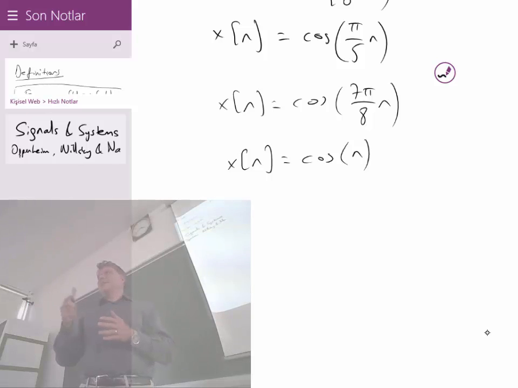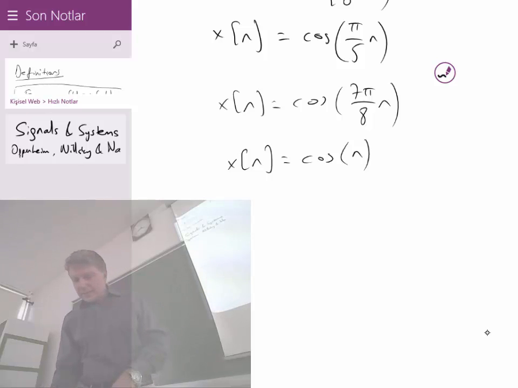Yeah, well, 10 to the infinity. Well, it's infinity. Since pi is an irrational number, you will never make it an integer by multiplying with an integer, because it's not a ratio of something. It's irrational, no ratio. Which means that cosine n is not a periodic signal.